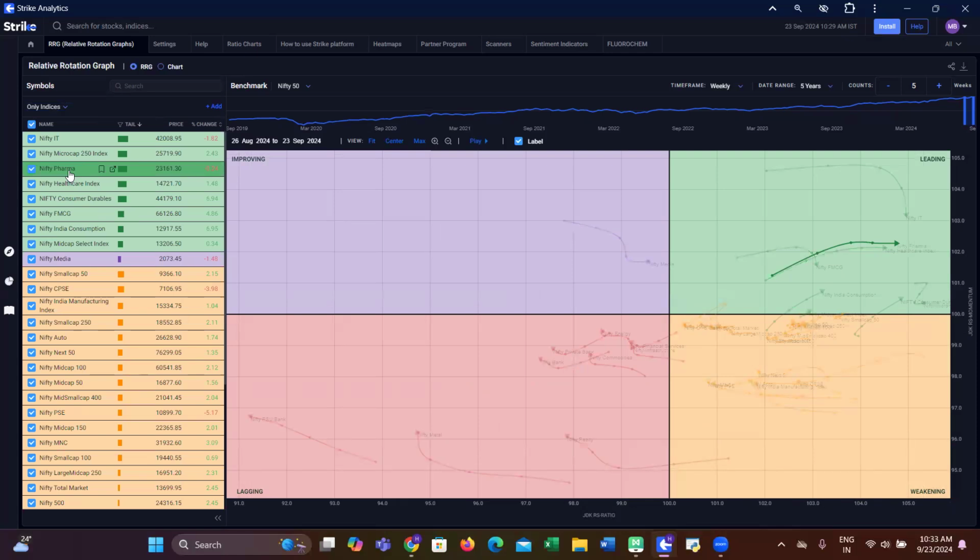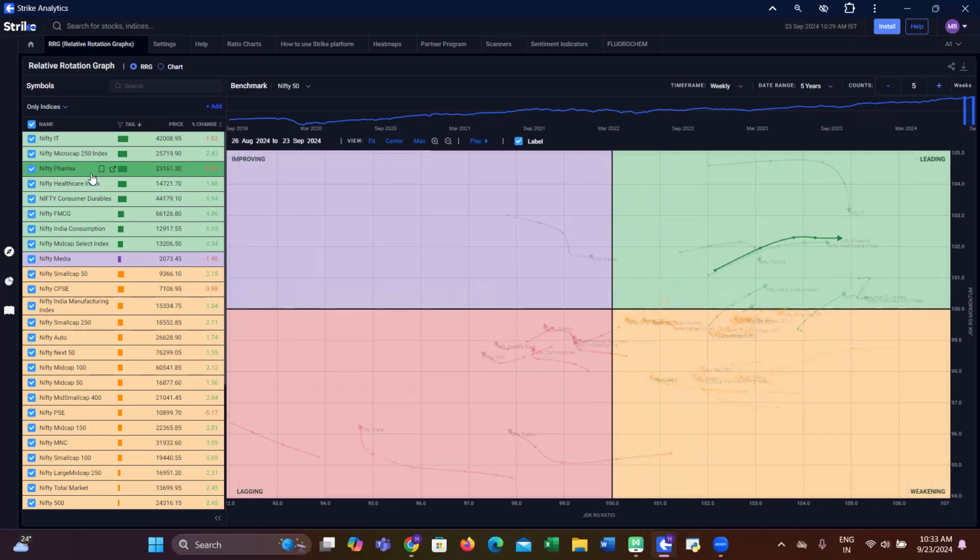Now let's look at the Nifty Pharma. Nifty Pharma is stable. There is no reduction in the RS momentum. RS ratio has increased. You can look at this, right? So there are no issues in Nifty Pharma. Nifty Healthcare, same status, no changes.